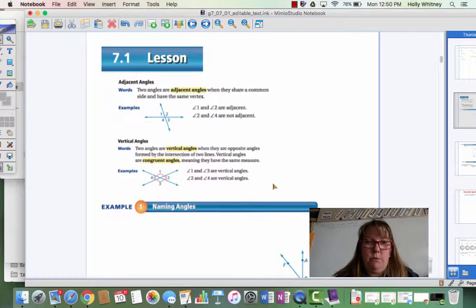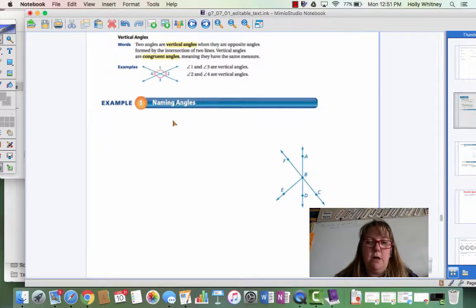So two main things that we're going to learn in Lesson 7.1 are the difference between adjacent and vertical angles. Adjacent angles are just angles that are next to each other. They share the same vertex, which is the point at which the rays end or start, depending upon how you look at it. And they share a ray. So 1 and 2 are adjacent angles, 2 and 3 are adjacent angles, 3 and 4 are adjacent angles, and 4 and 1 are adjacent angles. 2 and 4 are not, and 1 and 3 are not adjacent.